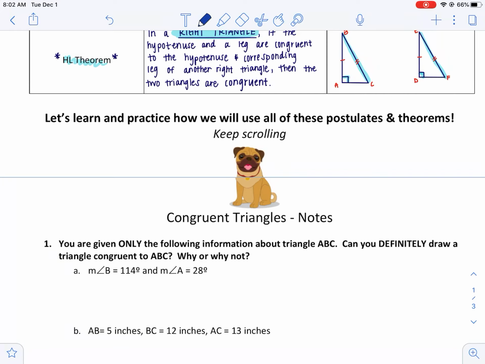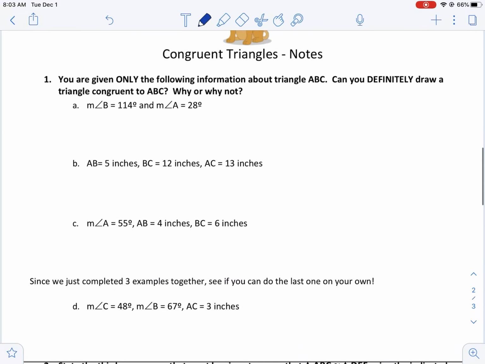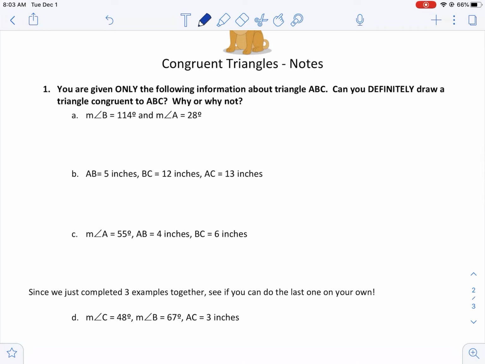Okay, now we're going to use these guys, meaning the postulates and theorems we just talked about, to apply them to some problems. It says, you are only given the following information about triangle ABC. Can you definitely draw a triangle congruent to ABC? Why or why not? Let's look.